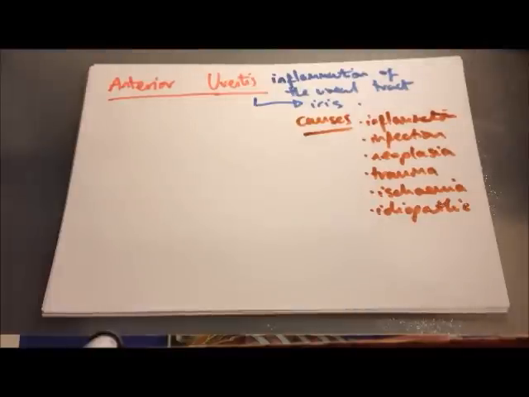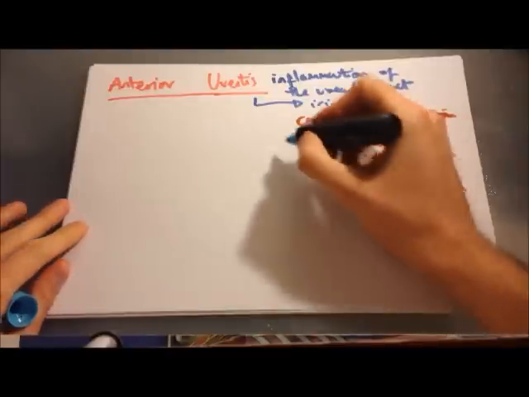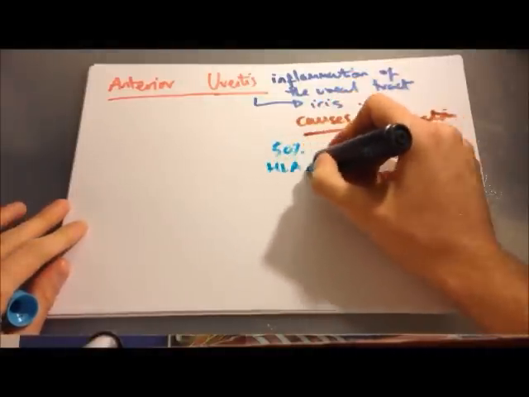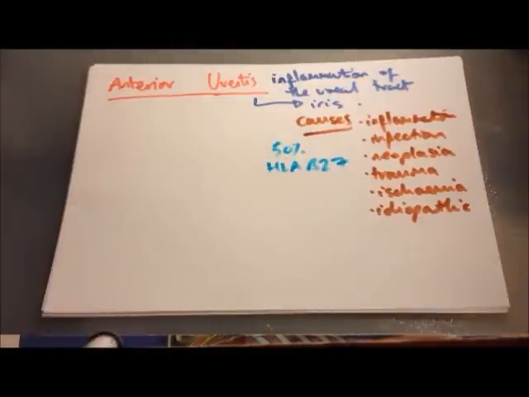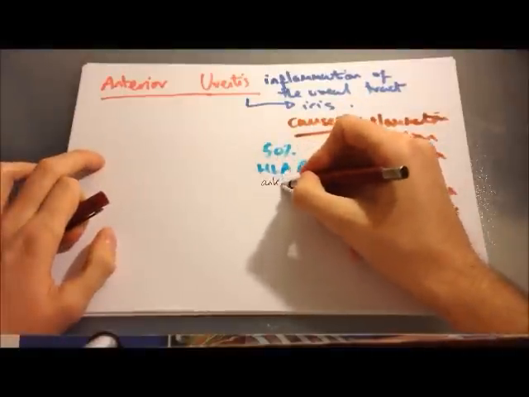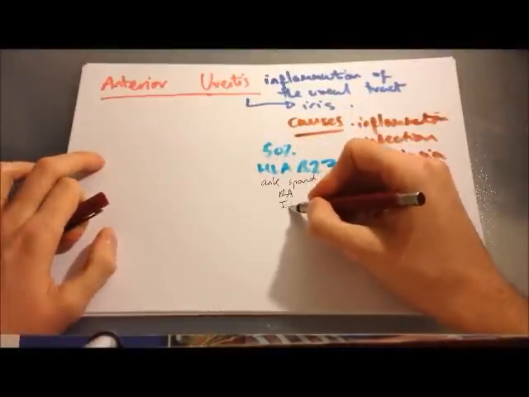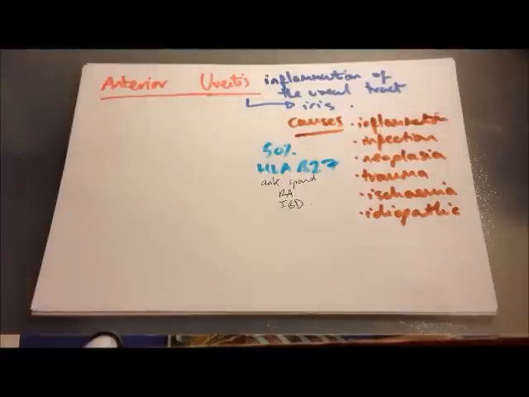And the important thing to remember with anterior uveitis is its association with HLA-B27. So half of the causes of anterior uveitis are related to this gene. And this is conditions such as ankylosing spondylitis, rheumatoid arthritis, and inflammatory bowel disease. That's the important thing to remember in exams.